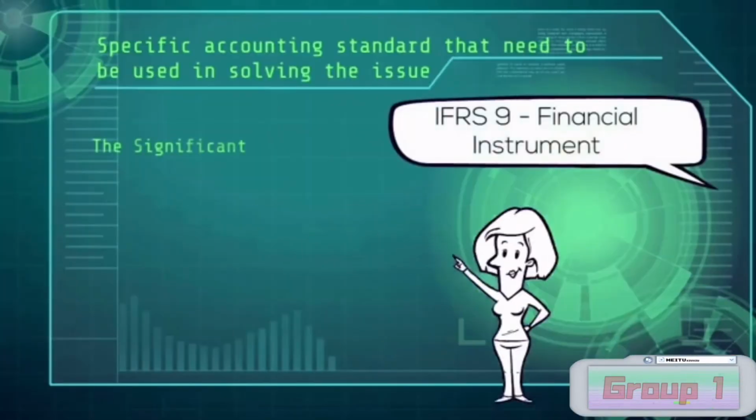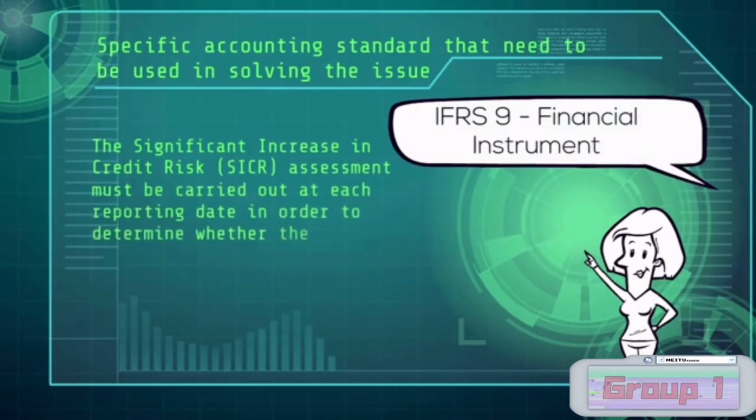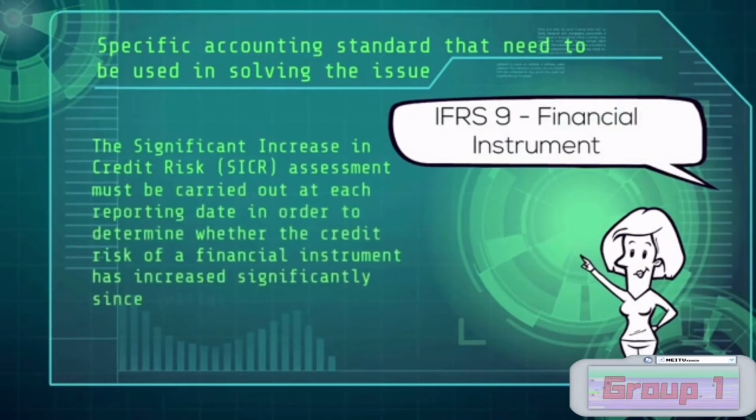The significant increase in credit risk assessment must be carried out at each reporting date to determine whether the credit risk of a financial instrument has increased significantly since initial recognition. This is particularly important for instruments with a maturity greater than 12 months because lifetime expected credit loss will be higher than 12-month expected credit loss, resulting in a higher impairment charge in profit or loss.